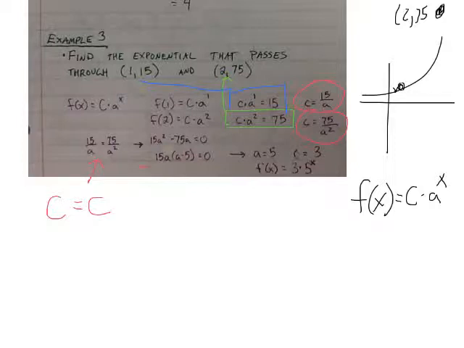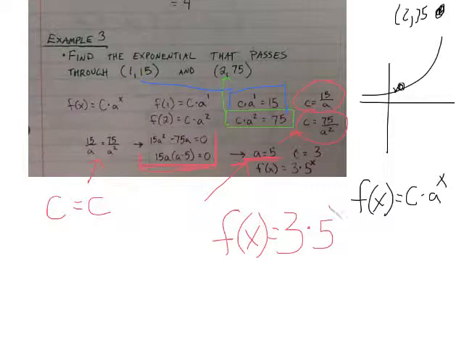I go about solving that out using algebraic properties, and I arrive at the final answer that a has to be either 0 or 5, and if it's 0, then it's not an exponential. So we know that a is 5, and we can plug that into our c equation to solve for c. So we finally arrive at f of x equals c times a to the x.